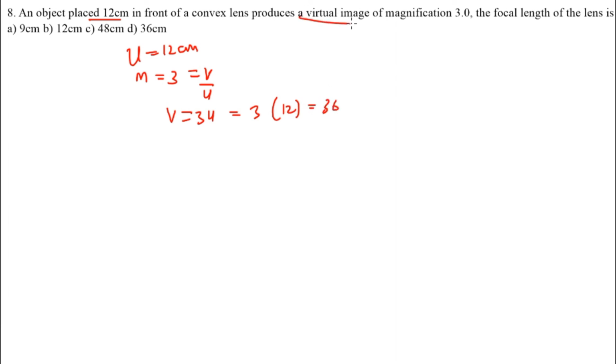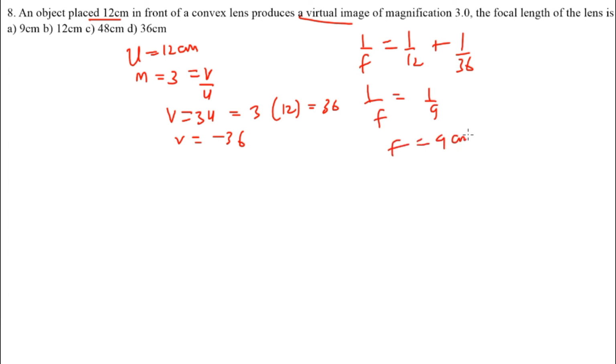But since it's a virtual image, v will be minus 36. So to find the focal length, 1 over f is equal to 1 over 12 plus 1 over 36. 1 over 12 plus 1 over 36 is 1 over 9, which means that f is equal to 9 centimeters.